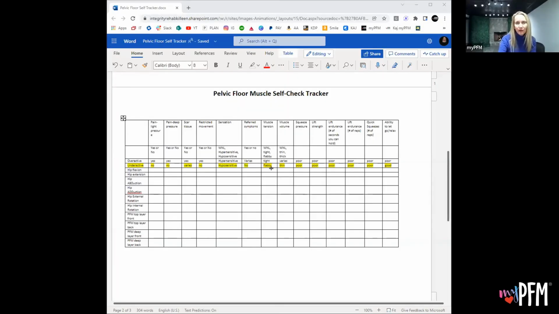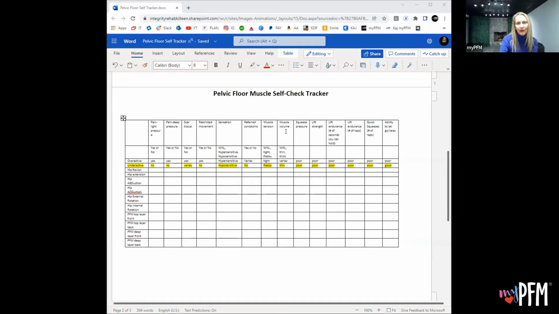So hyposensitive meaning when you touch the structure, the sensation isn't as good. And I would say that this is definitely more common, like with vaginal laxity, inserting that finger into the vaginal canal and just not having that same sensation inside. The outside sensation may feel the same a lot of times, but that internal vaginal canal sensation is frequently less. It's frequently impaired. Referred symptoms, not likely.